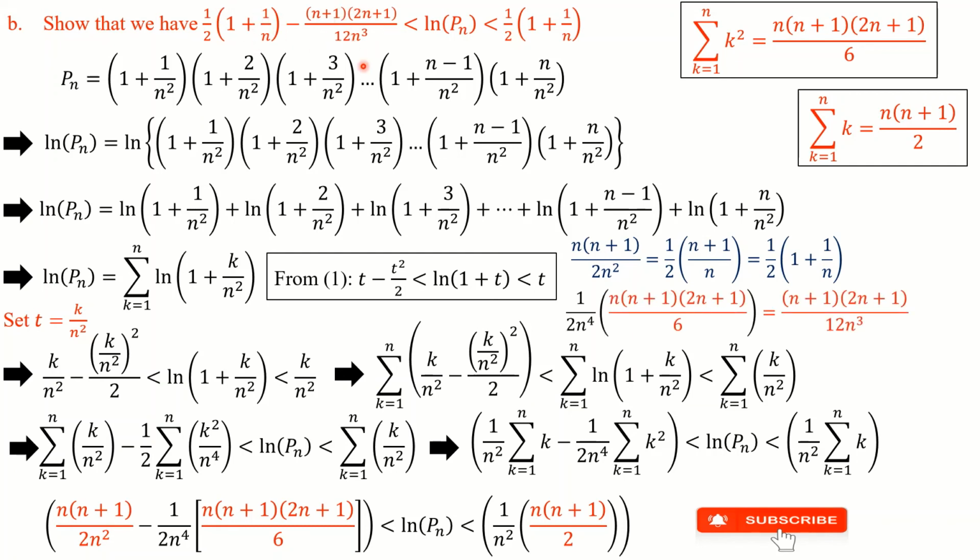Now what about this part? We need to simplify this. Now we can see clearly n here goes with n to the power 4 here to give us n cubed. Now 2 times 6 gives us 12, and that is it. And the numerator becomes n plus 1 times 2n plus 1. That's it, we are good to go. Now the last part here is the same as this guy here, because it is 1 over n squared times the sum of an arithmetic progression. So with that, we are done with the second proof of B.